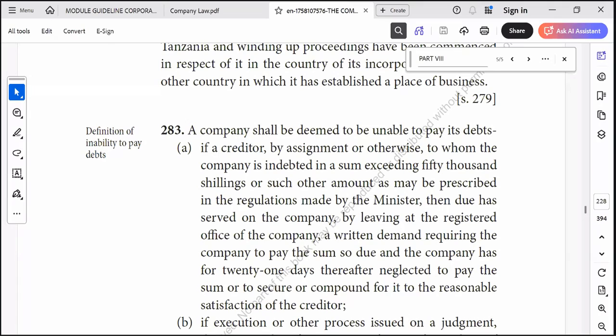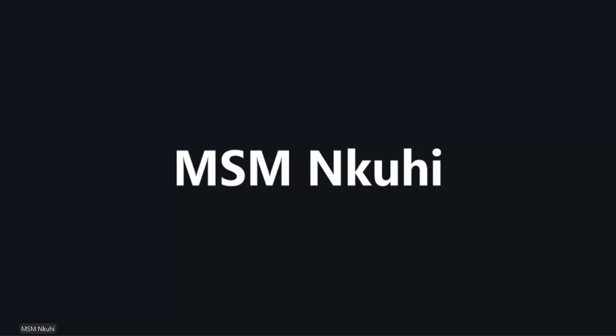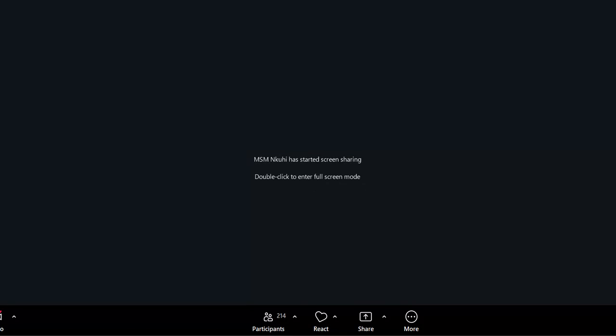I will move back, I'll stop sharing that, and then I'll move back to another document, very important, which now explains the modes of winding up, which I've started at least to explain, but now I have to display them. This is the document which I've shared with you, the notes. They contain everything that I'm talking about here.